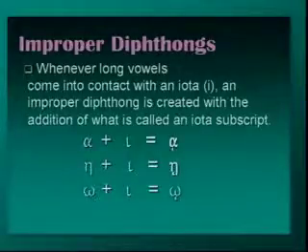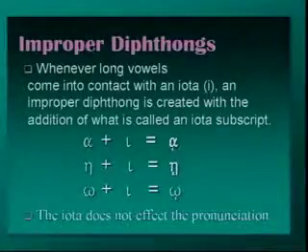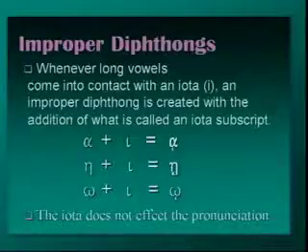All right, so you'll see these throughout the Greek New Testament, and so you'll want to know what that little tail is underneath these. These are improper diphthongs. Now, in addition, notice that when we're talking about the improper diphthongs, the iota does not affect the pronunciation whatsoever. It's simply a marker that when you see it, you can identify what it is and identify it accordingly.